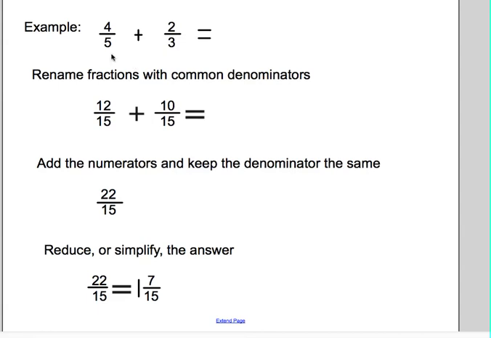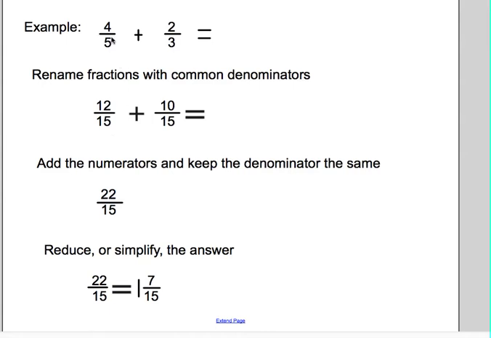So we have to think of what number they have in common that we could use as a denominator. Okay, well, one way to find that is just to do 5 times 3, and that's 15. So sometimes it's a really quick way to get a denominator. It's not always the best denominator to use, but it always works. So let's use 15 as our common denominator. So we need to rename the fractions with those common denominators. So we want to have 15 as our denominator.